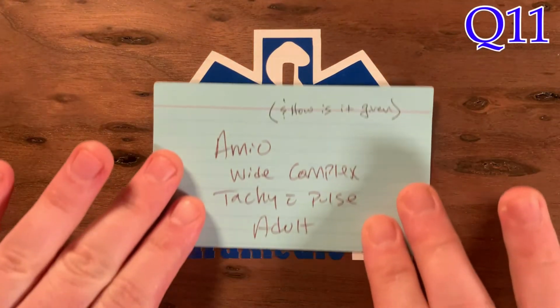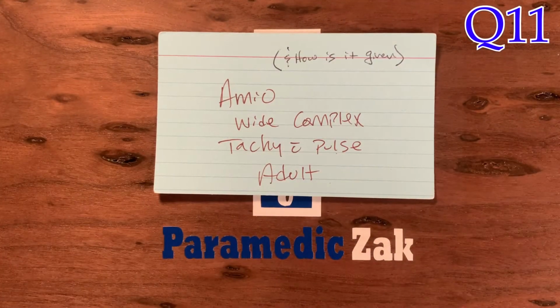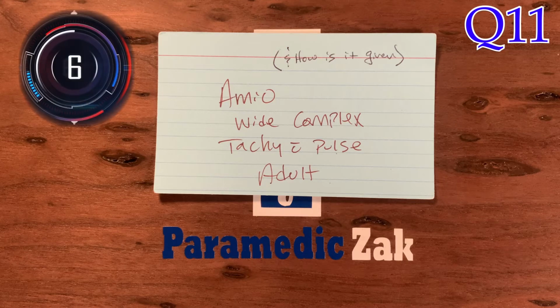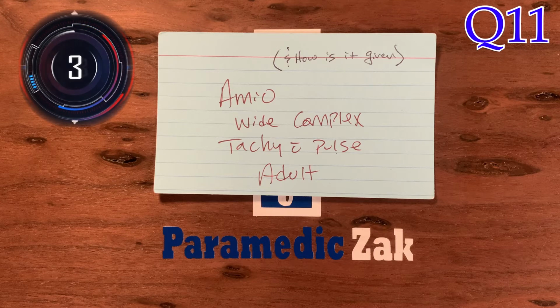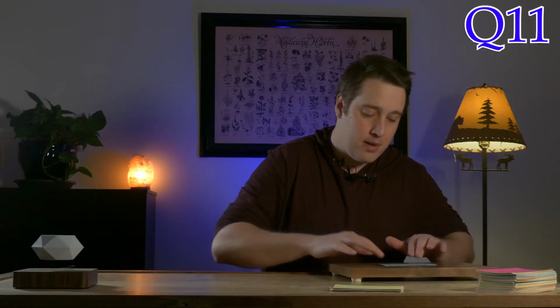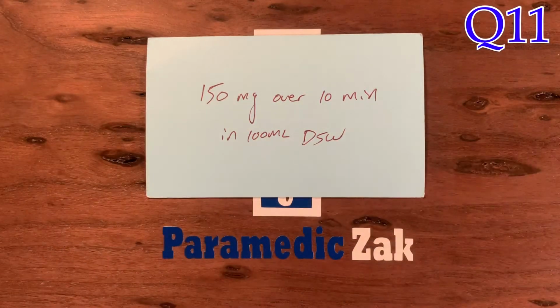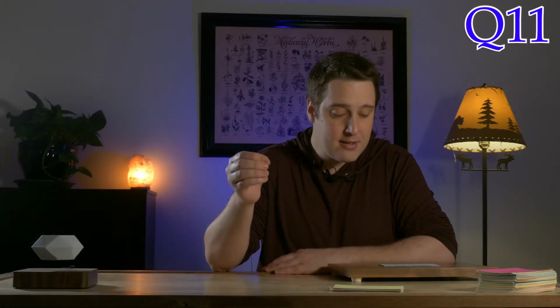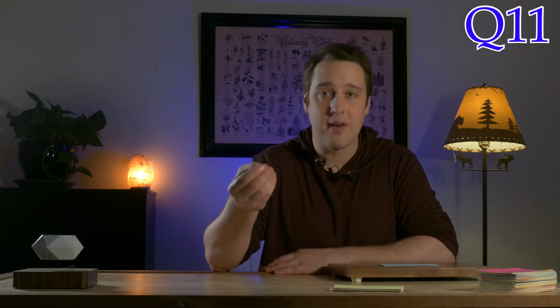So this will be question 11. When administering amiodarone to an adult with wide complex tachycardia, what is your dose and how is it given? Alright guys, so the answer here is going to be 150 milligrams over 10 minutes in 100 mLs of D5W, or 5% dextrose in water. Now the answer here doesn't have to include D5W. You can deliver this medication with normal saline, but the textbook answer is in 100 mLs of D5W.